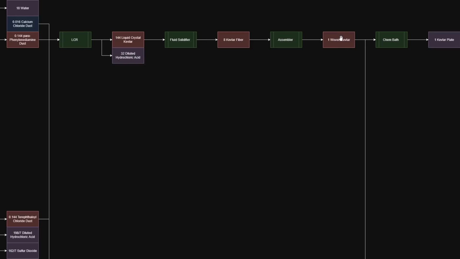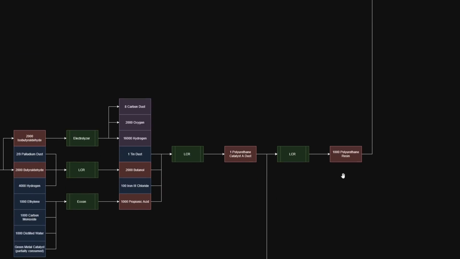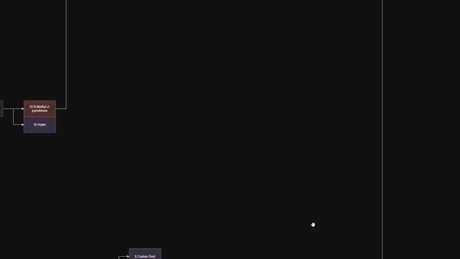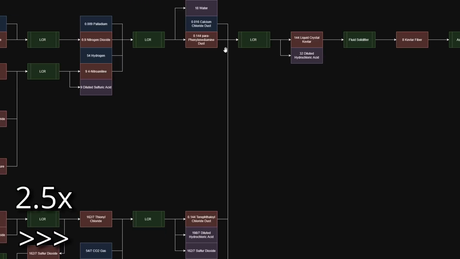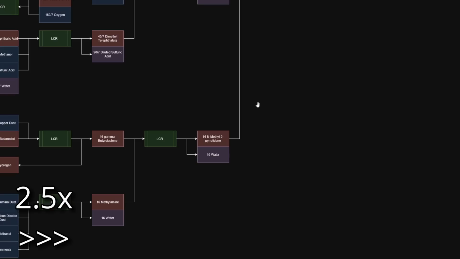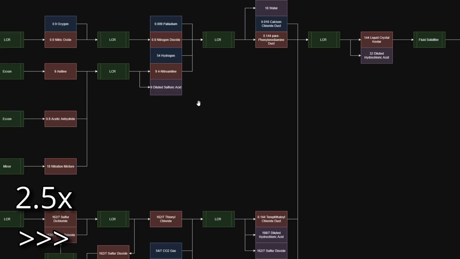So there are two main branches. There's the woven Kevlar, and there's the polyurethane resin. Let's start with the woven Kevlar. You ready? It's made from Kevlar fiber, which is made from liquid crystal Kevlar, from calcium chloride dust, paraphenylene diamine dust, terephthalate chloride dust, and N-methyl-2-pyrrolidone.